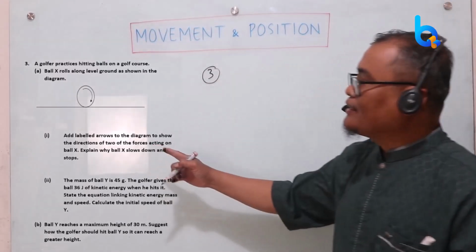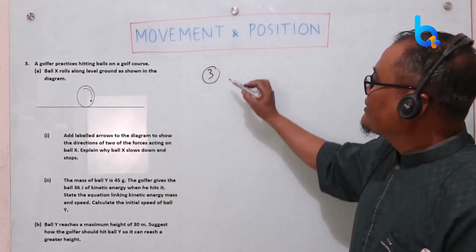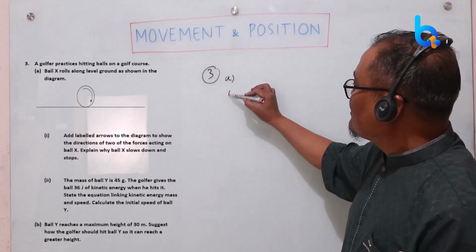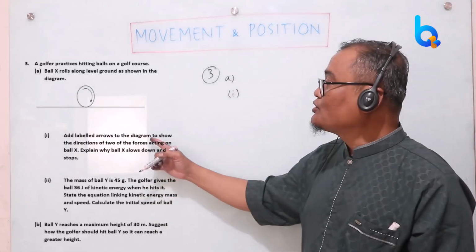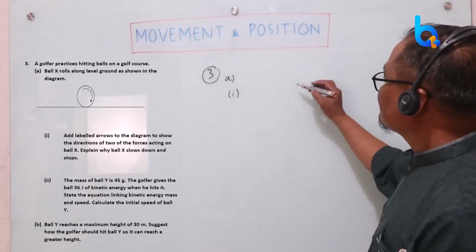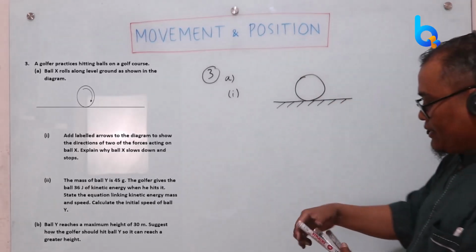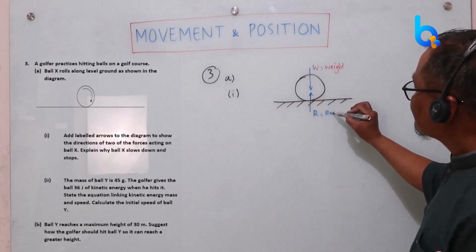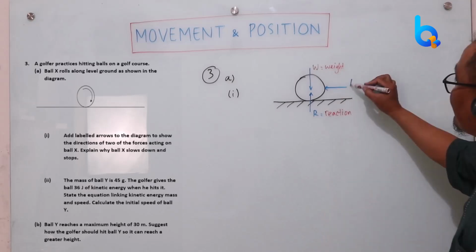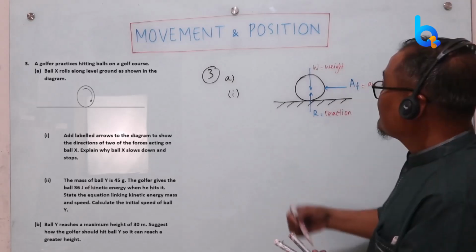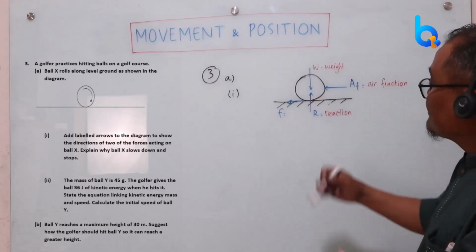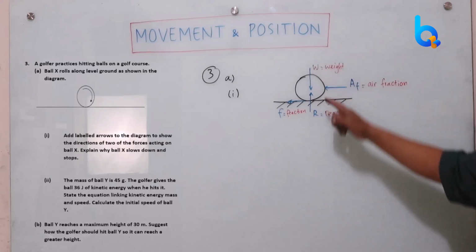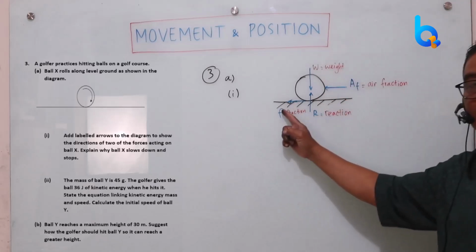From number 3 we can see a golfer practicing hitting balls on a golf course. A ball X rolls along level ground as shown in the diagram. In number 1, we add labeled arrows to the diagram to show the direction of the forces. We label the arrows: number 1 is weight. Number 2 is R, reaction. The opposite direction is air friction. And the last one is friction, F meaning friction. So we can see there are 4 arrows: weight, reaction, air friction, and friction of the ground. So this is part 1.